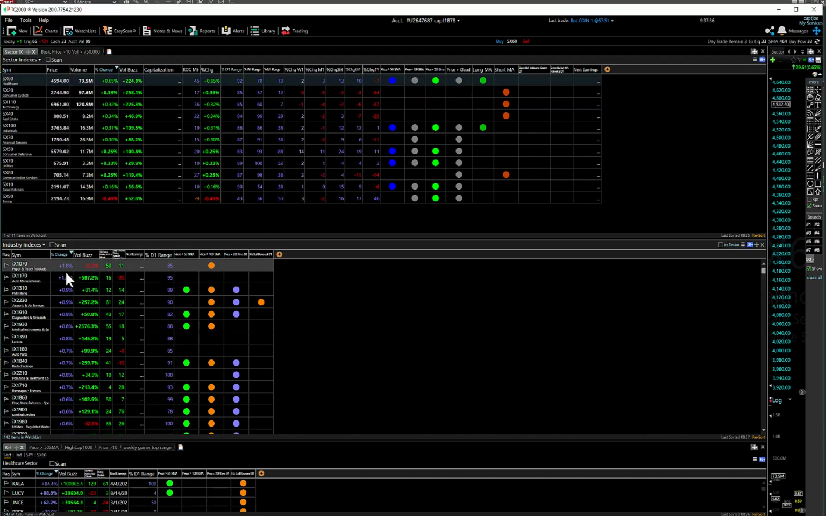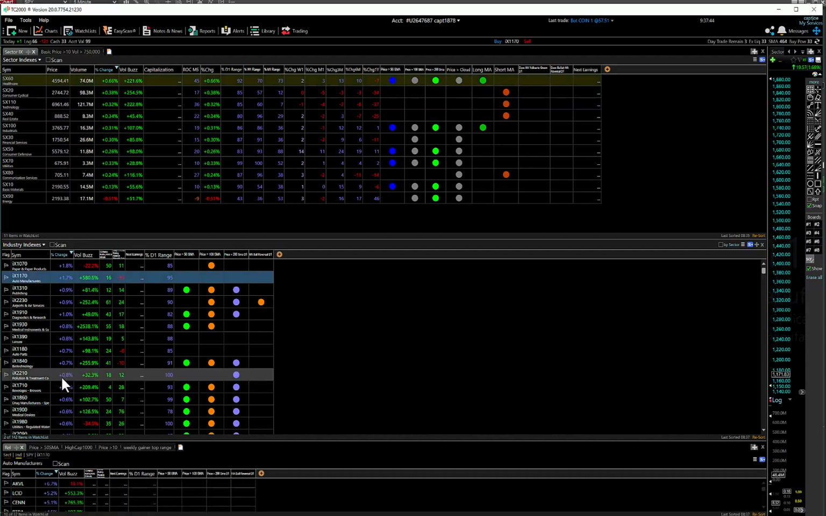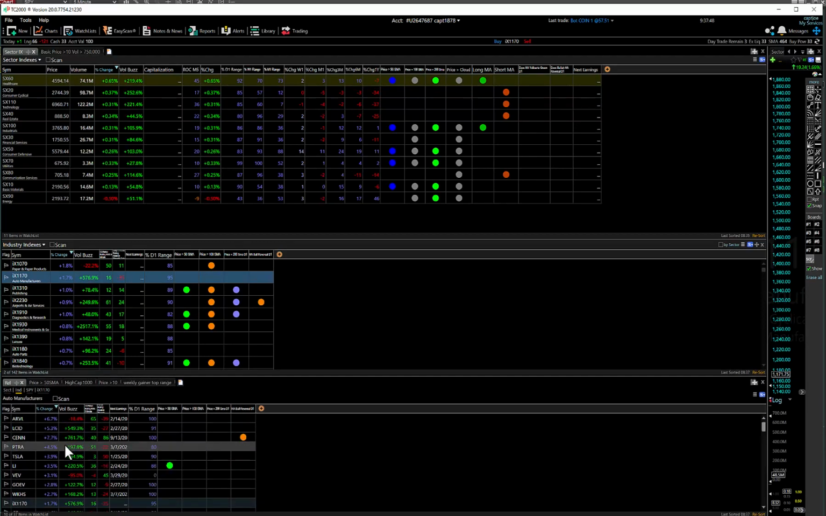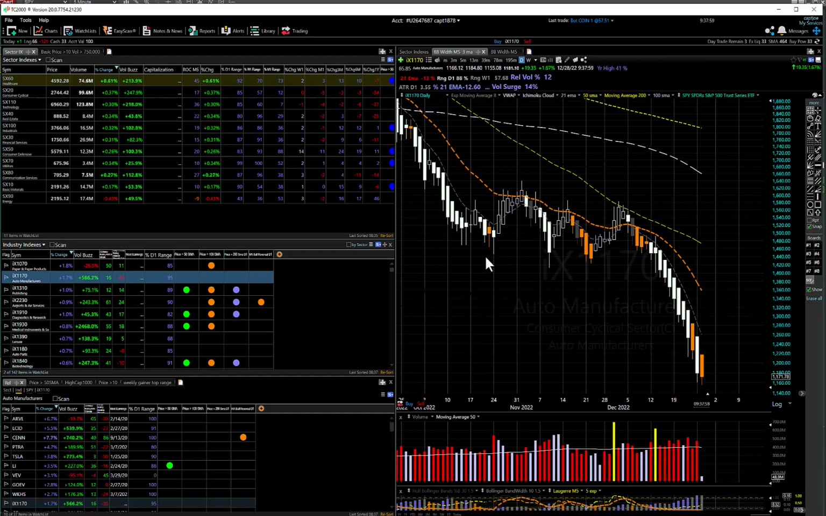Paper products is up more than auto manufacturing, which was down yesterday. So in this market, you got to be careful, because what's up today is down tomorrow. The manufacturers got beat up yesterday. Everybody wants to short them. And then today we have Lucid up 5.3% and Tesla up 3.7%. So you need to watch what's going on with the market itself.